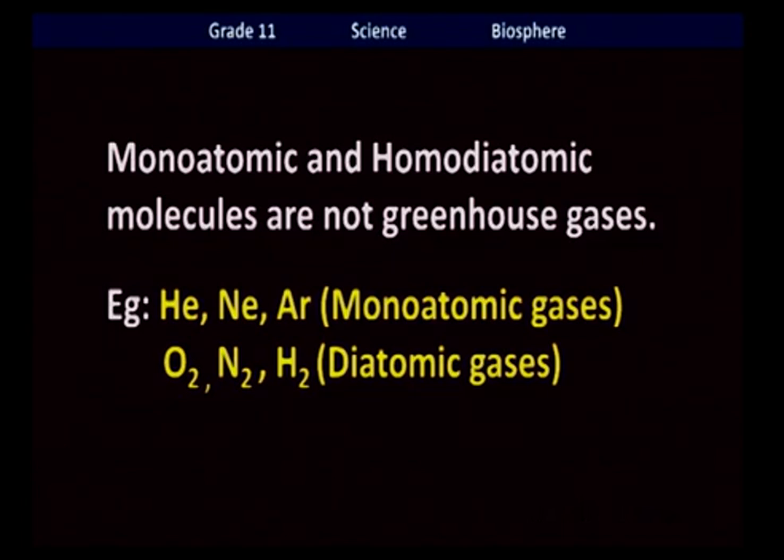Sometimes you can get questions like this in the exam: which of the following is not a greenhouse gas? Then you will get 3 greenhouse gases and one of these others. Then the answer will be either a monoatomic or a diatomic gas.